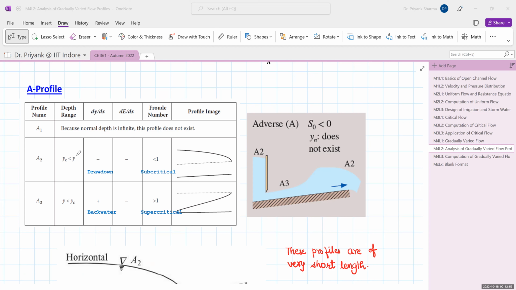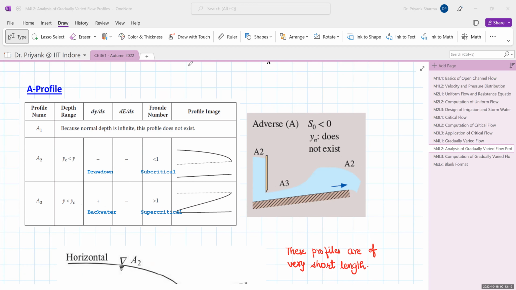So in zone 2, your YC is less than Y. So that is a drawdown profile and subcritical in nature. So this is the zone 2 profile. And in zone 3, Y is less than YC, so it is a backwater profile of supercritical nature.